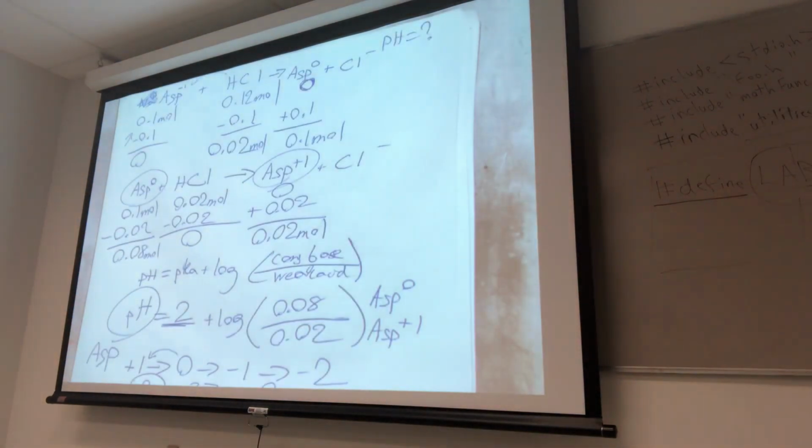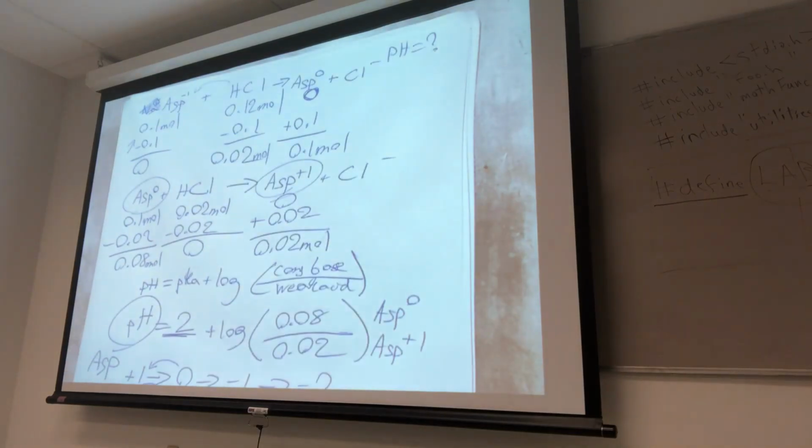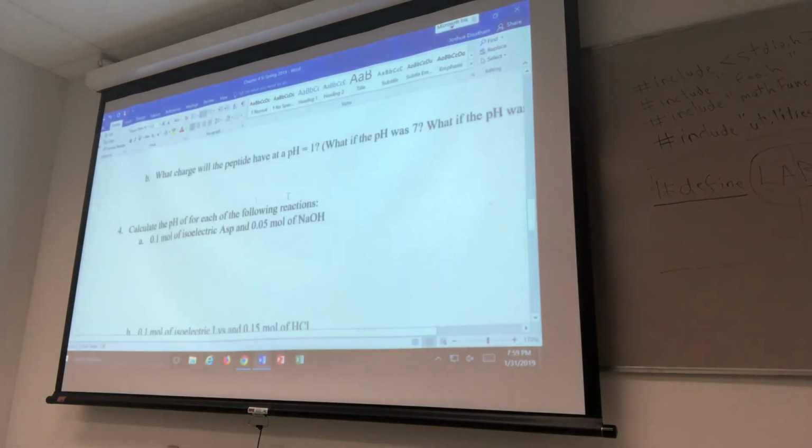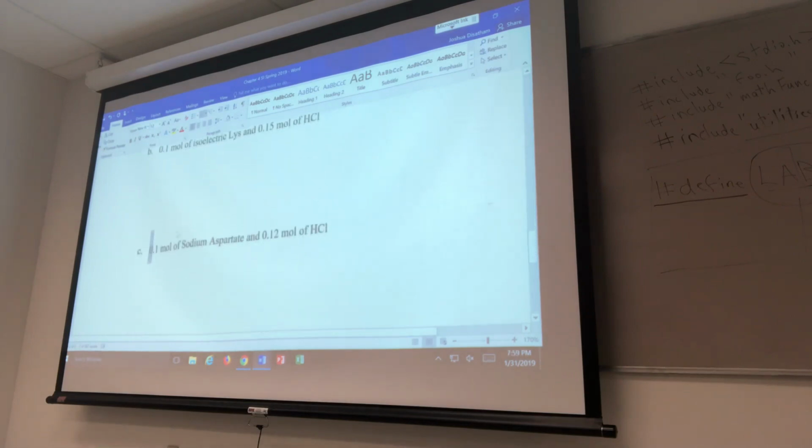What was the original problem? For the one that we used to have? This one right here. This one was found in Chapter 4 worksheets, and I believe it's the very last pH calculation question here. It's part C right here, 4 part C.